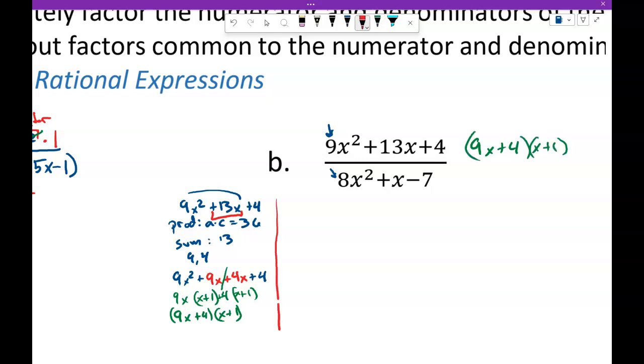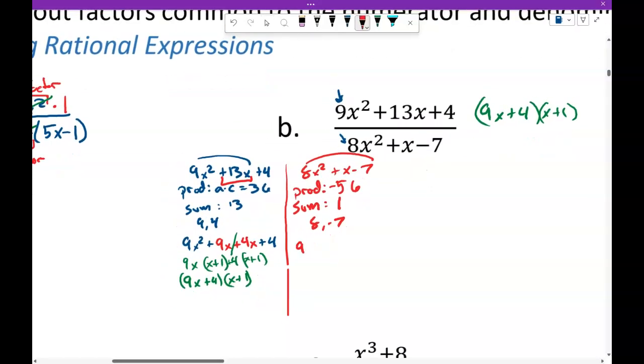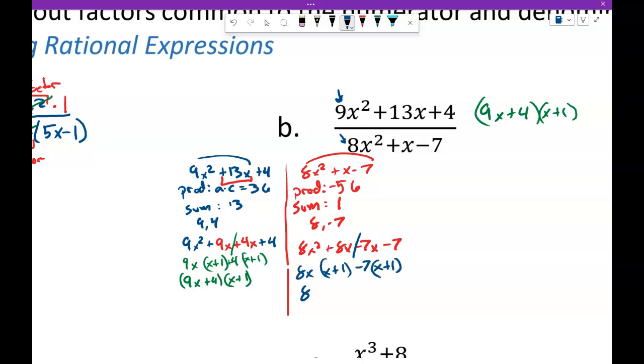Now let's go ahead and factor the denominator. So with 8x squared plus x minus 7, again we want a product of A times C, which in this case is negative 56, and a sum of B, which is 1. That's going to be the numbers 8 and negative 7. So we'll split our middle term into 8x minus 7x, and then we can factor by grouping, leaving us with 8x minus 7 and x plus 1 as our denominator.